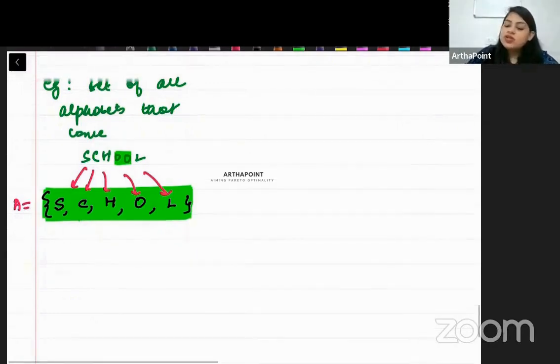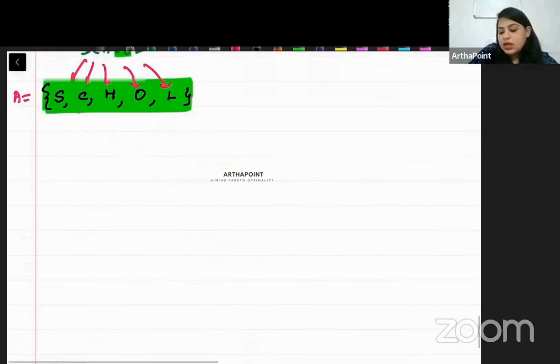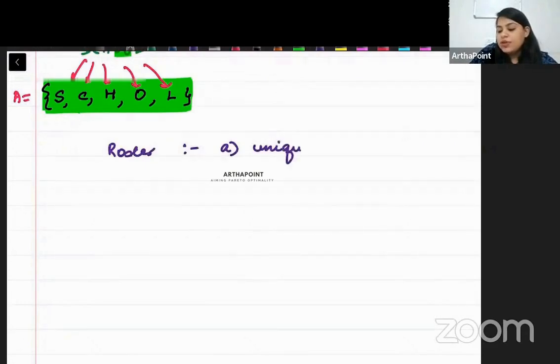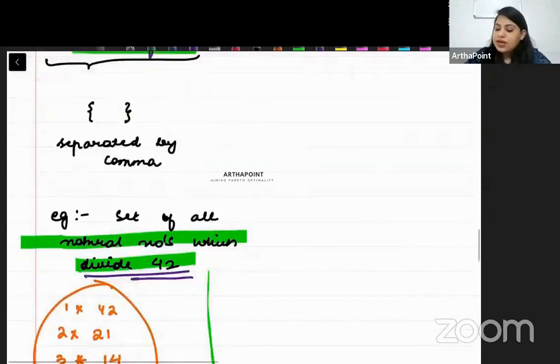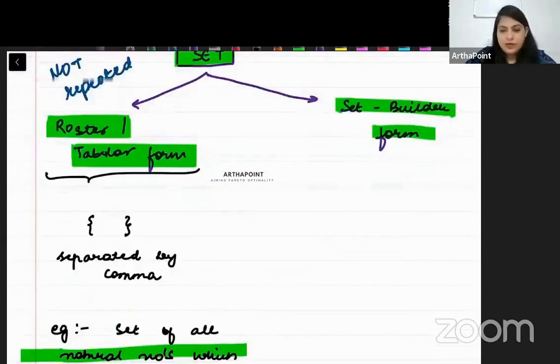ठीक है? तो हमने कौन से दो चीजें सीखी हैं roster form में? In the roster form, we learned that one, you should only be writing unique elements. Repeat नहीं करना है. And second, that the order is irrelevant. Order does not matter. So this is called the roster format. I hope this is clear to you. But now we want to go ahead and talk about the set builder format.